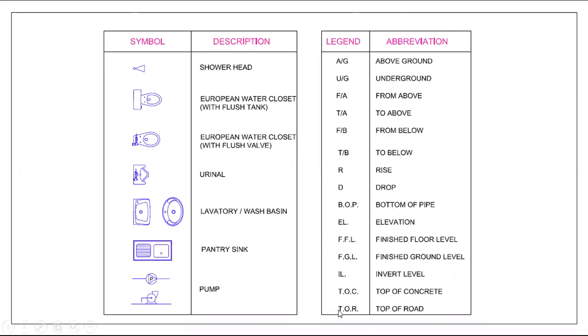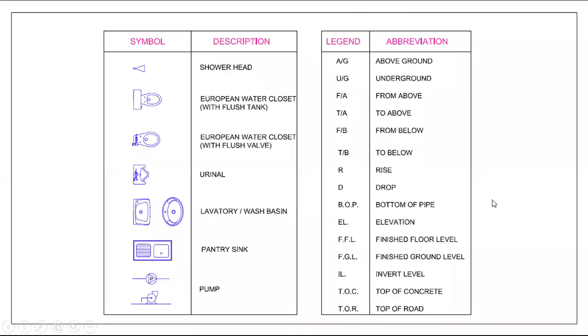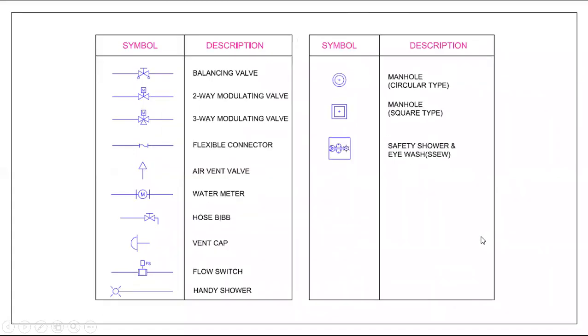TOR means top of road level. These are the basic plumbing symbols that we show like this only. If you have any doubt, you can ask.